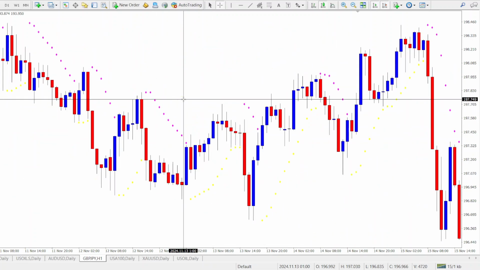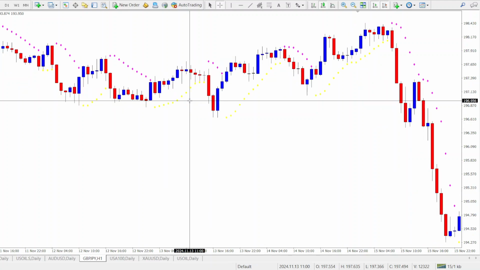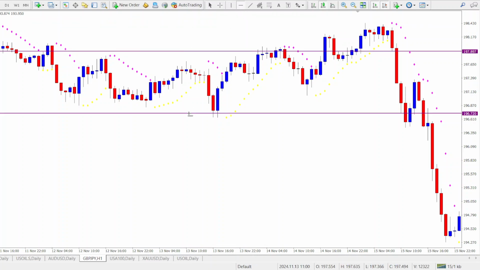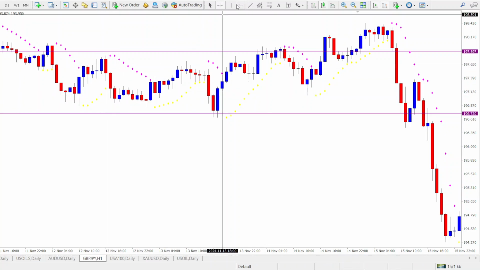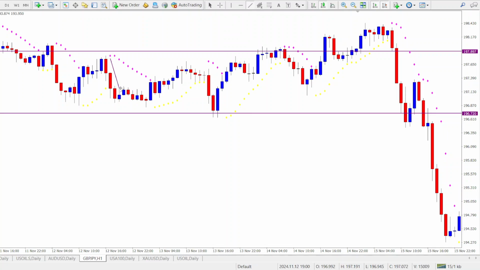Then in terms of a consolidation market, a ranging market, the signals might come late. Let's use this example. This is a ranging market. By the time you get the signal, let's say you get the sell signal here, and you enter a sell, this one was a little bit reasonable. This was just like 45 pips.